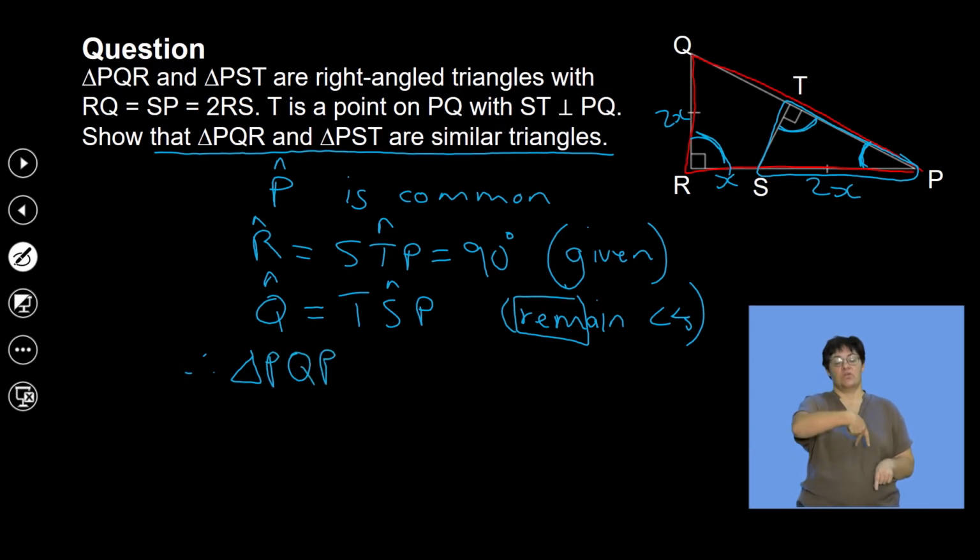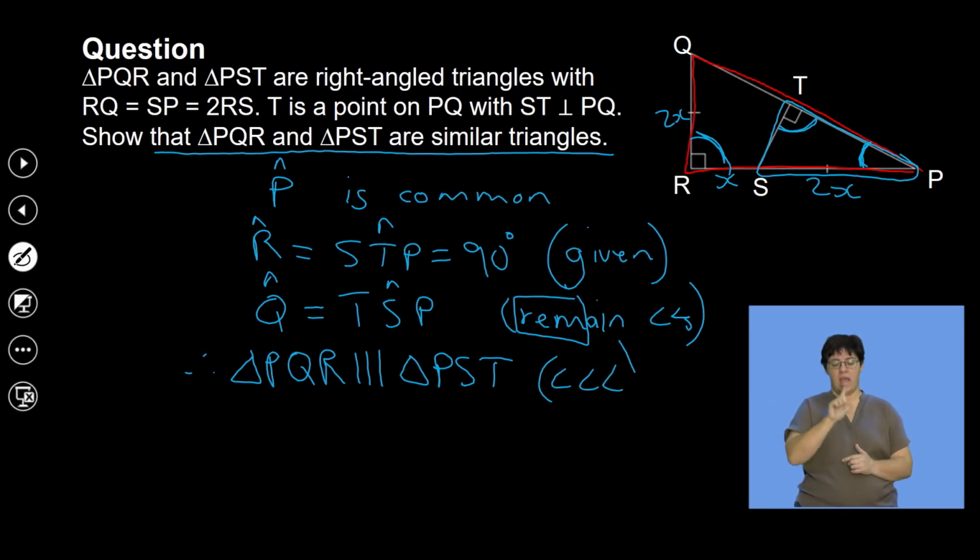Therefore, I can then claim that the two triangles are similar. Triangle PQR is similar to triangle PST. And what will be my reason? Equiangular. Angle, angle, angle. It means one and the same thing.